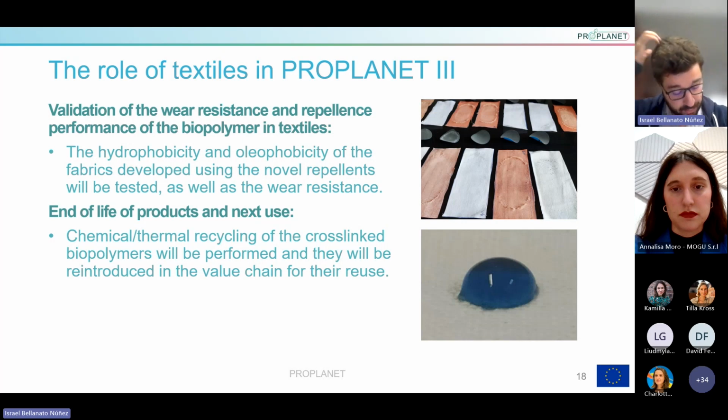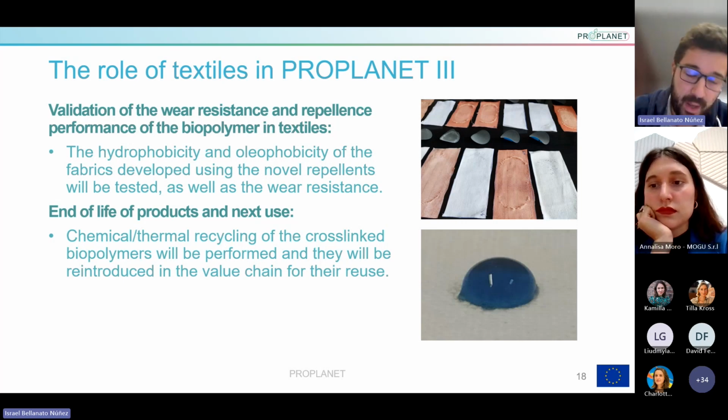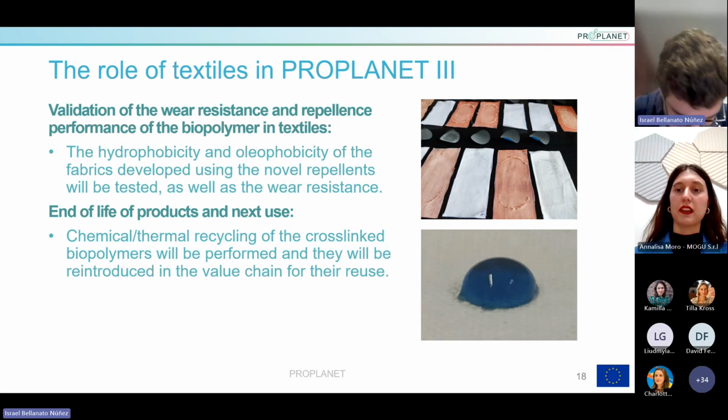Okay. Then finally, we have the end of life of the product and next use, which we have to deal with as well. It's important due to the circularity part of the project. So the chemical and thermal recycling of the cross-linked biopolymers will be performed, and they will be reintroduced in the value chain for their reuse.